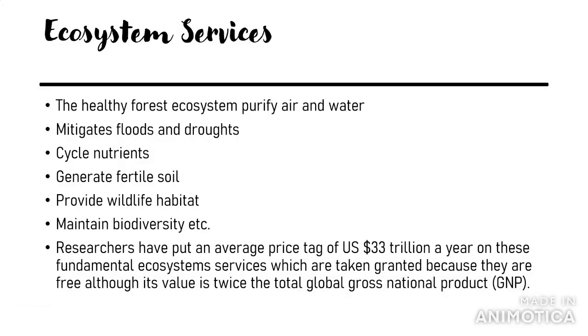Ecosystem services. The healthy forest ecosystem purifies air and water, mitigates floods and droughts, cycles nutrients, generates fertile soil, provides wildlife habitat, maintains biodiversity, etc. Researchers have put an average price tag of $33 trillion a year on these fundamental ecosystem services, which are taken for granted because they are free, although its value is twice the total global gross national product (GNP).